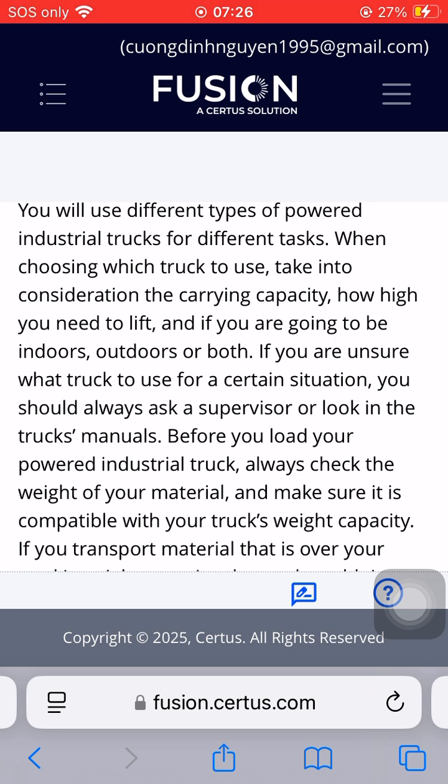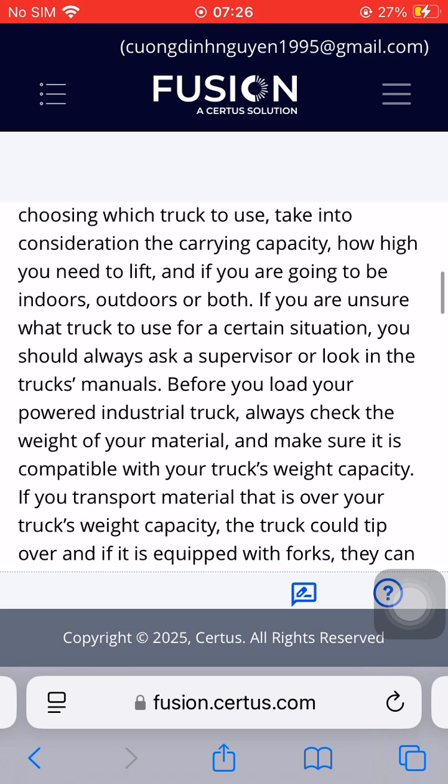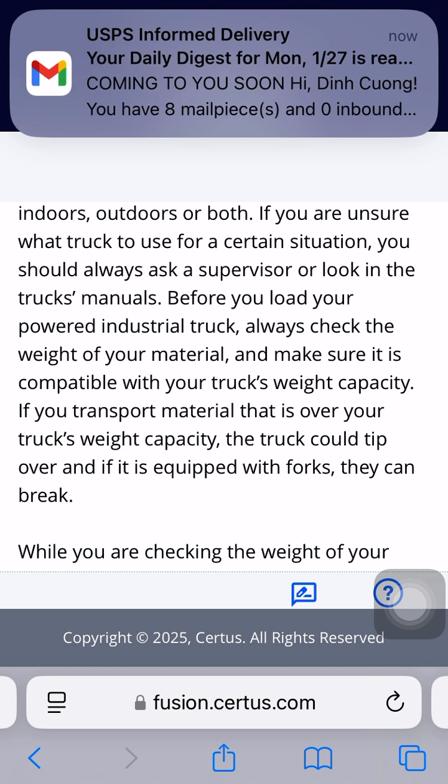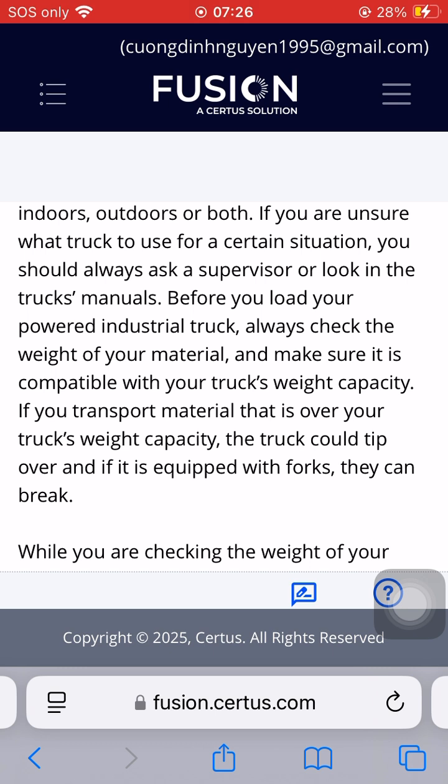When choosing which truck to use, take into consideration the carrying capacity, how high you need to lift, and if you're going to be indoors, outdoors, or both. If you are unsure what truck to use for a certain situation, you should always ask a supervisor or look in the truck's manuals. Before you load your powered industrial truck, always check the weight of your material and make sure it is compatible with your truck's weight capacity.